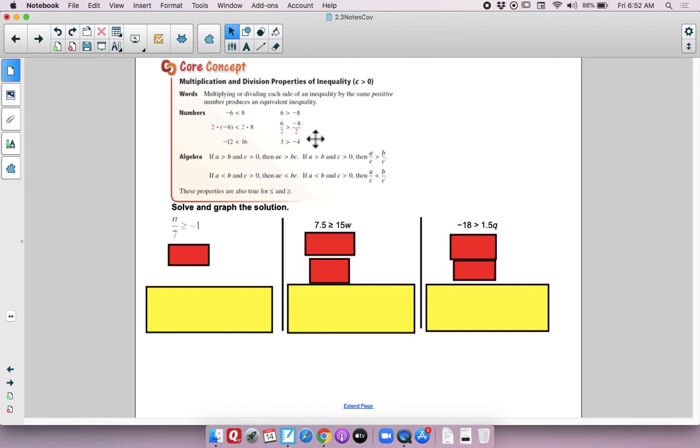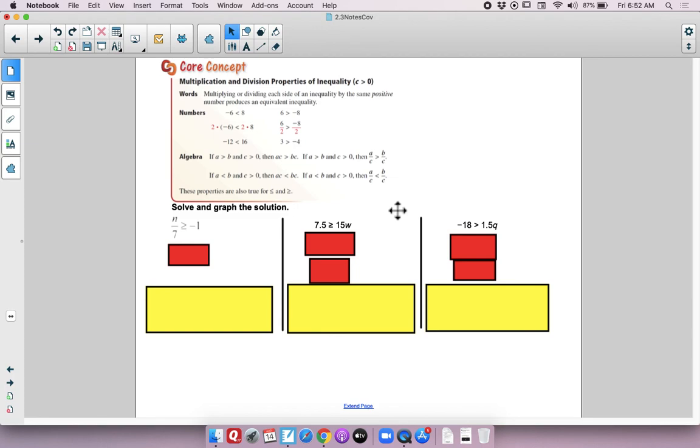Is that still a true statement? Absolutely. Here, if I divide by 2, I have 3 is greater than negative 4. Totally fine. Don't need to flip. Notice we're not multiplying or dividing by a negative. We're multiplying or dividing by a positive. C is greater than 0. In algebra, if A is greater than B and C is greater than 0, then if we divide both sides by C, A over C is greater than B over C. Same thing if A is less than B. If you're dividing by a positive, then we're good.